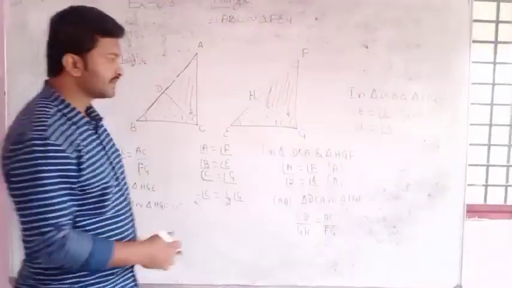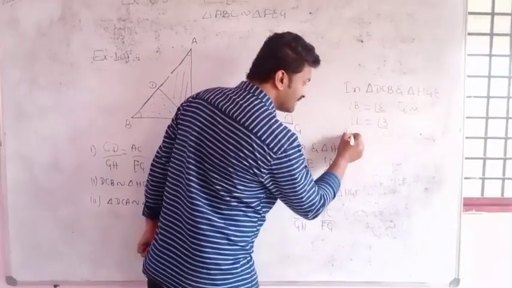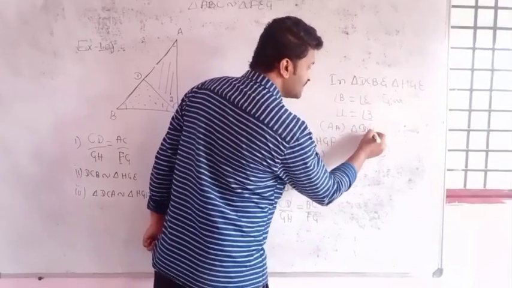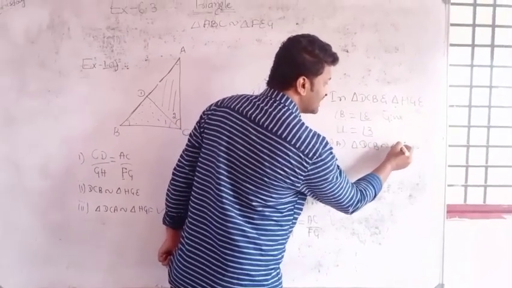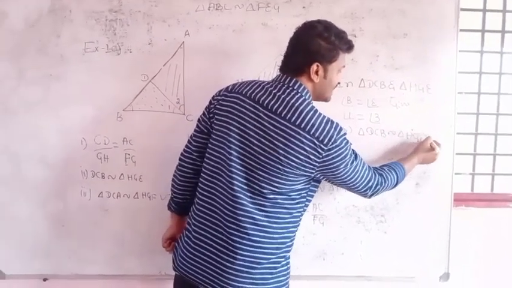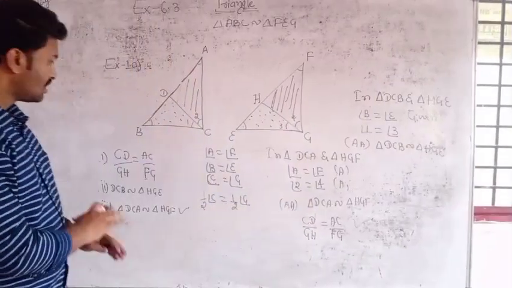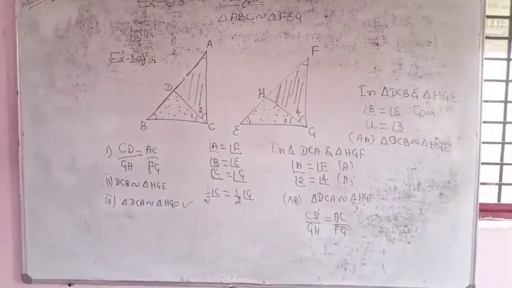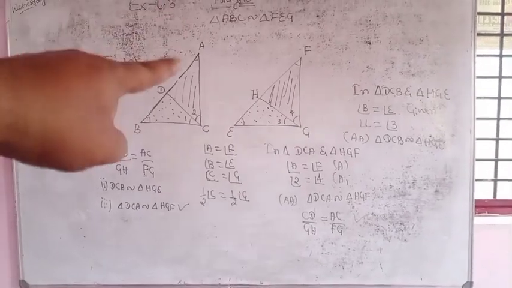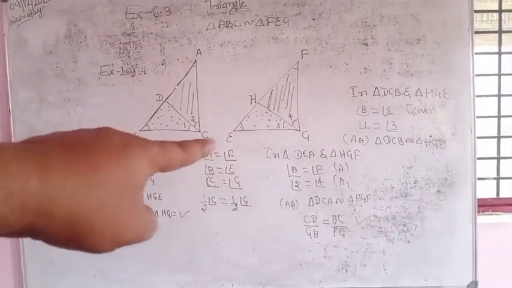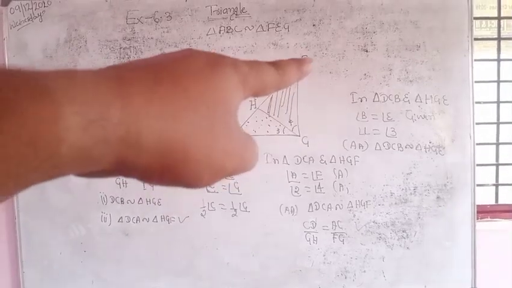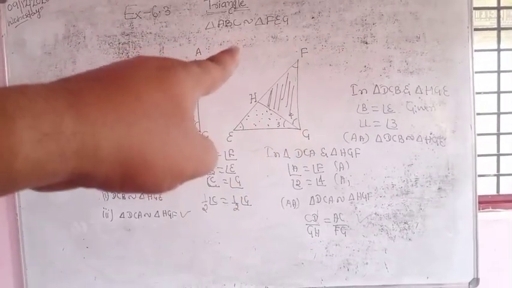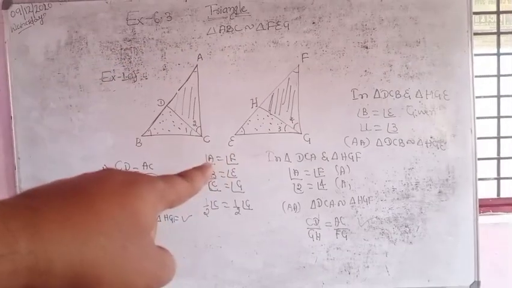And therefore, by AA criteria, we can write triangle DCB is similar to triangle HGE. Hence proved. Nothing else is there here. First, he has given this statement: ABC is similar to FEG. This is a statement he has given in the question.